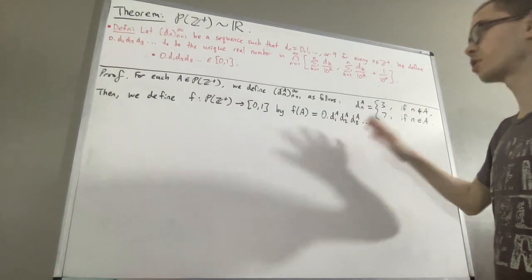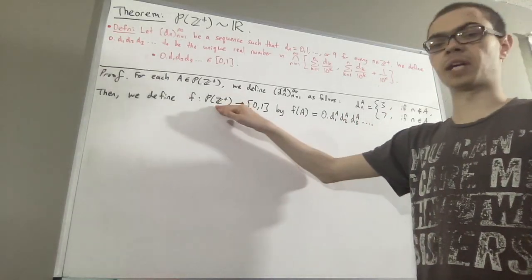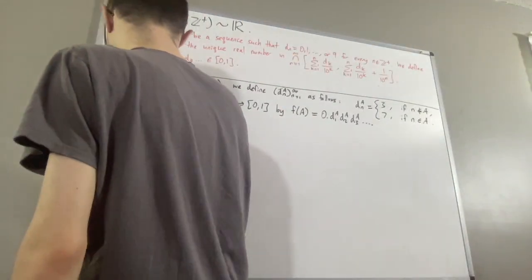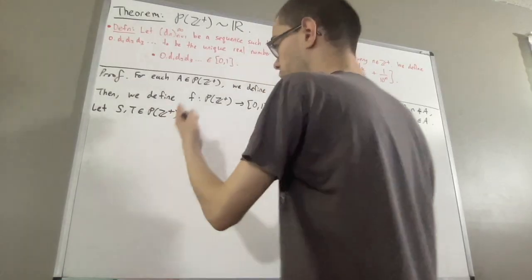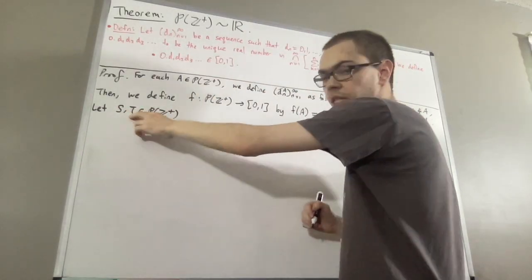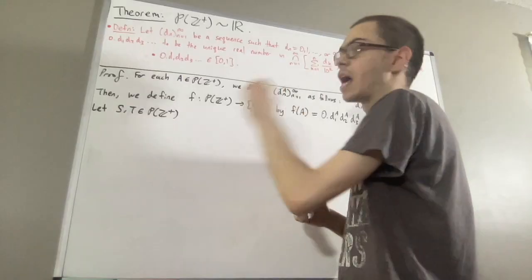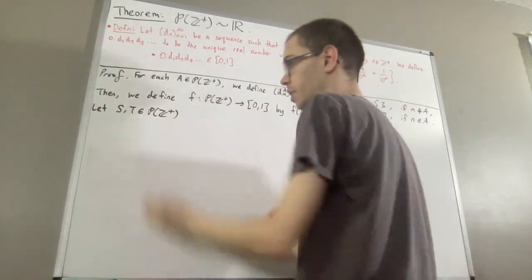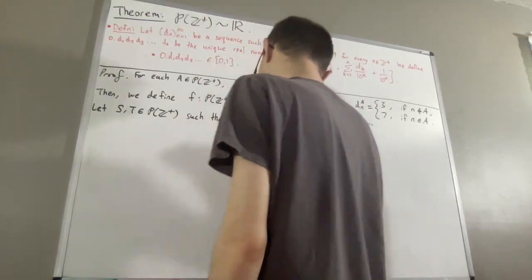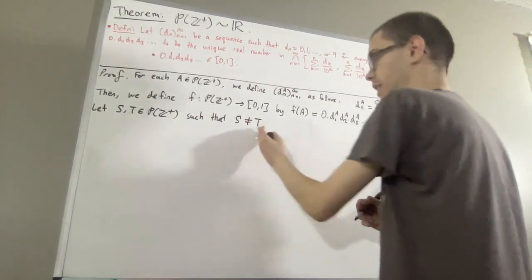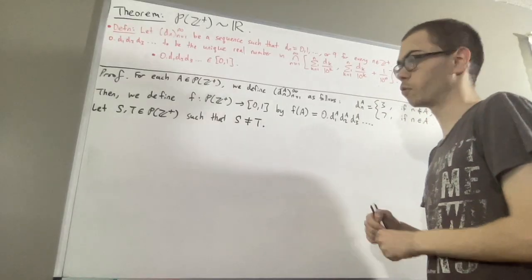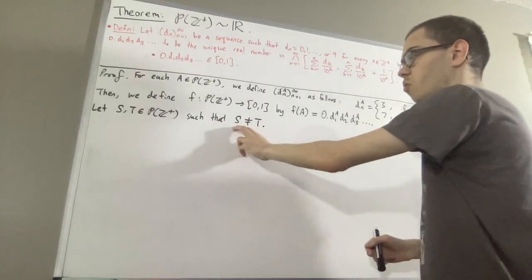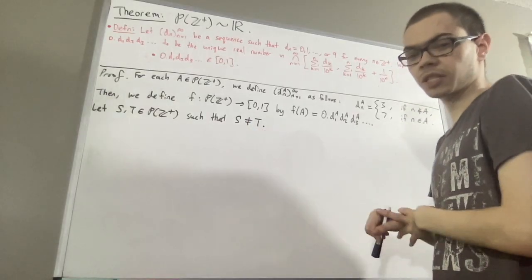To do that, let's give ourselves two arbitrary subsets of positive integers. I'll call them S and T. We're going to show that if S is not equal to T, then f of S is not equal to f of T. So we'll suppose S is not equal to T. From here, we're going to show f of S is not equal to f of T. That will prove f is injective.